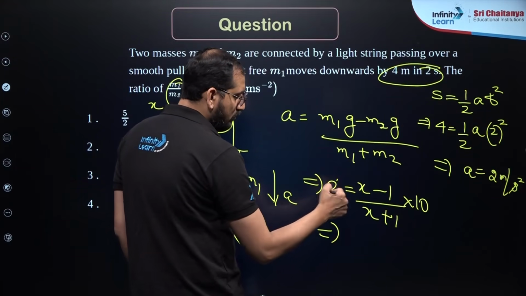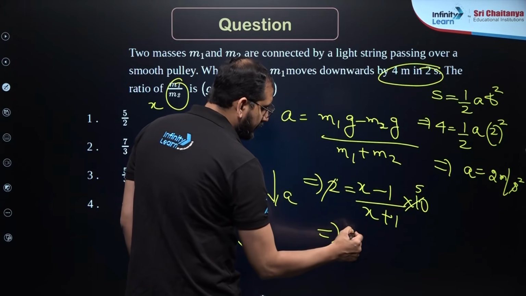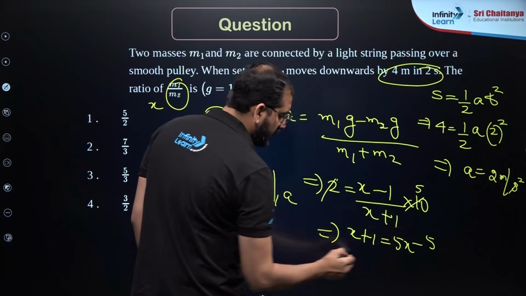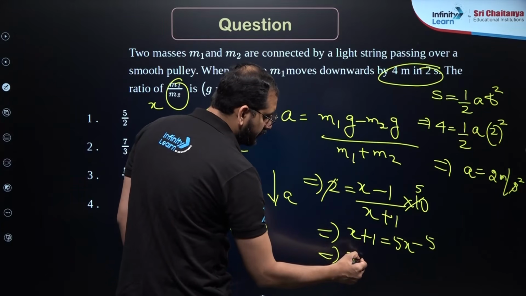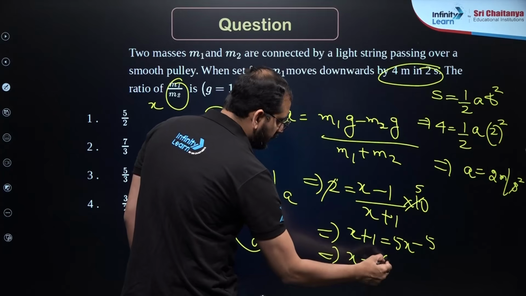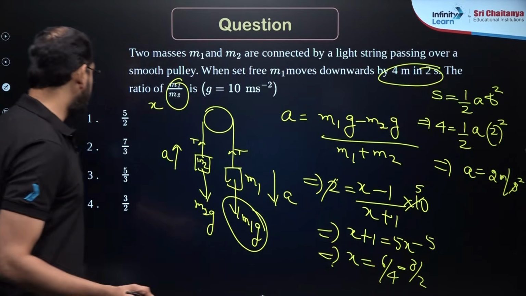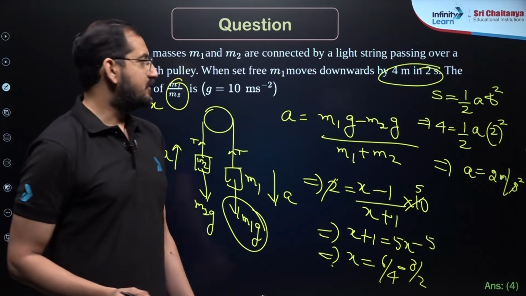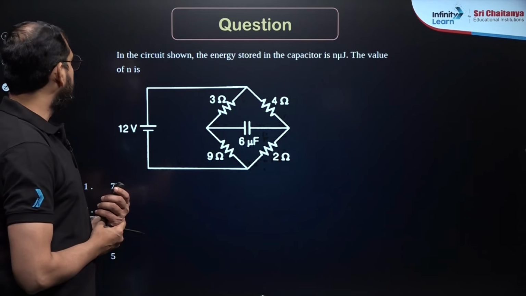So this will be 2 5s are cross multiply, x plus 1 equal to 5x minus 5. Hence you will get x equal to 6 divided by 4, 3 by 2. Okay, let's see. Yeah, 3 by 2 is there. Fourth option is your correct answer. Okay, I hope this is right. Let's go ahead to our next question.